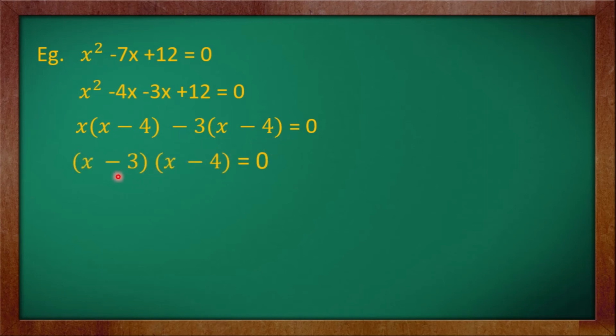Then x minus 3 and x minus 4 equals to 0. x minus 3 equals to 0. x minus 4 equals to 0. After solving this, we get the values of x as 3 and 4.